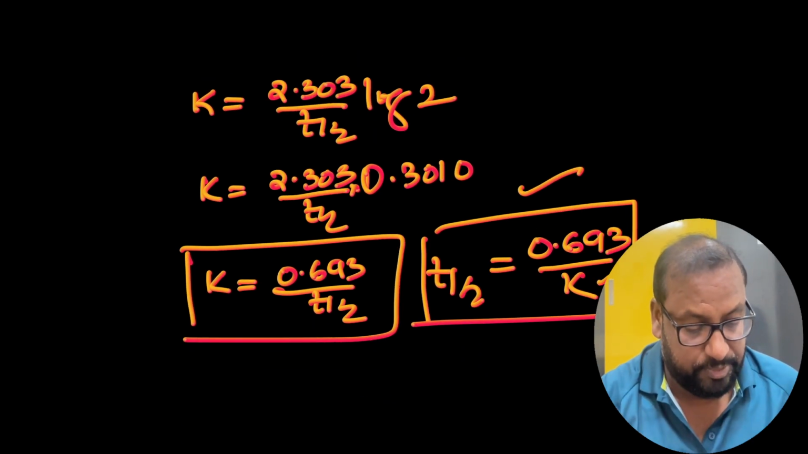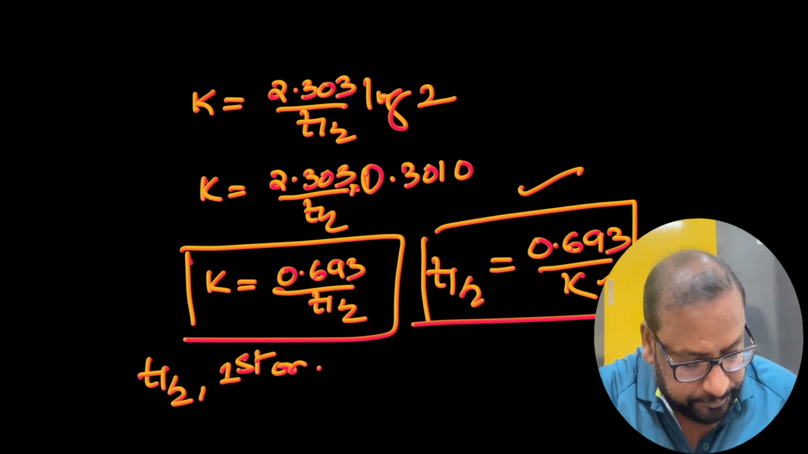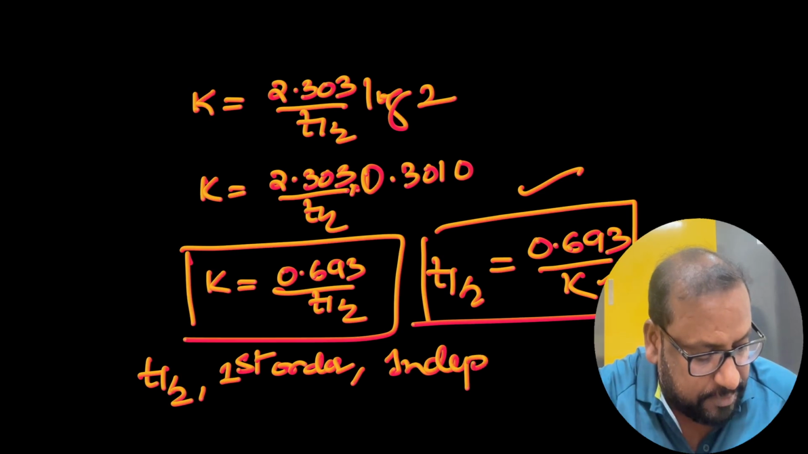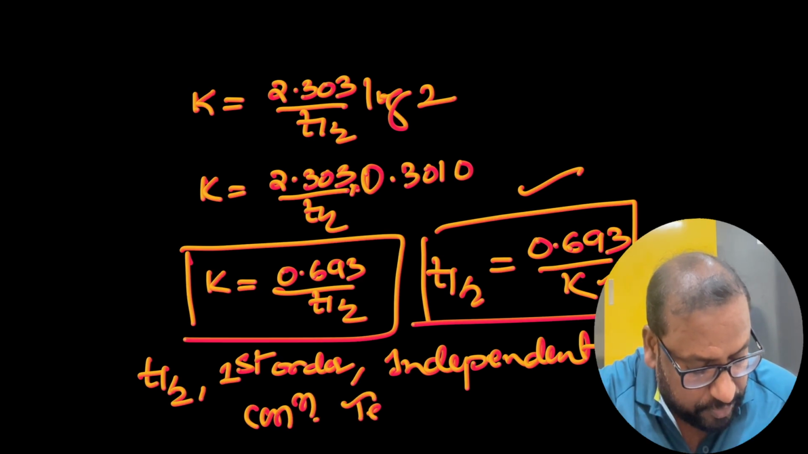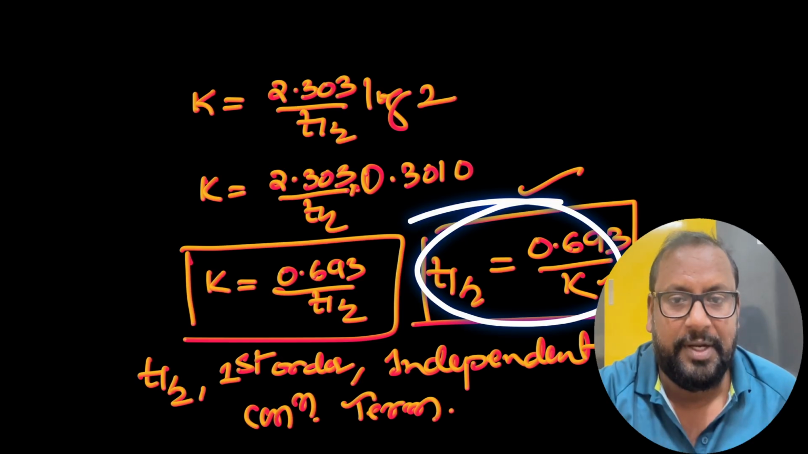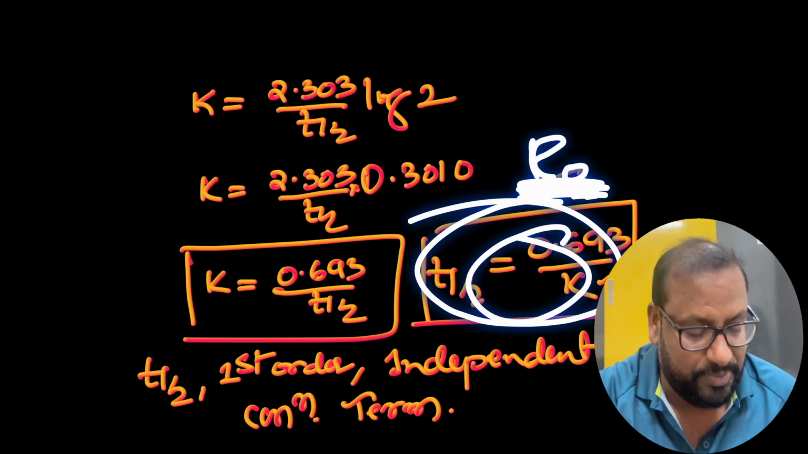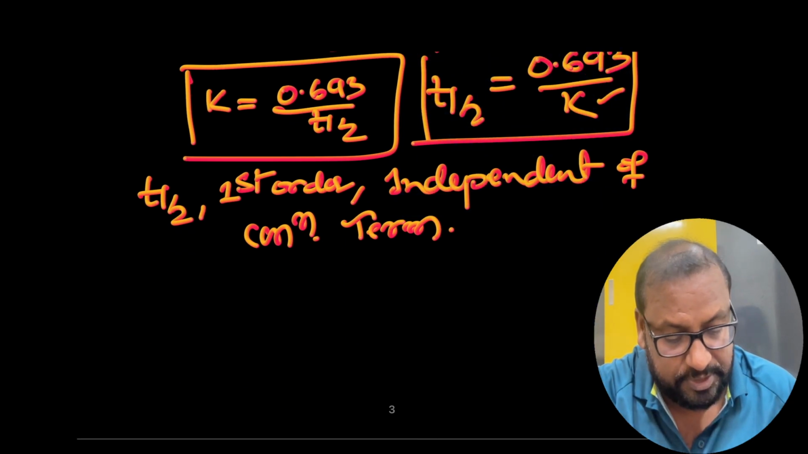And one more point to be noticed here: t half of a first order reaction is independent of the concentration term. You can also see this one. Why? Because this formula includes no initial concentration term. This term is not there. That's why it cannot be dependent on the initial concentration. So what is the meaning here?